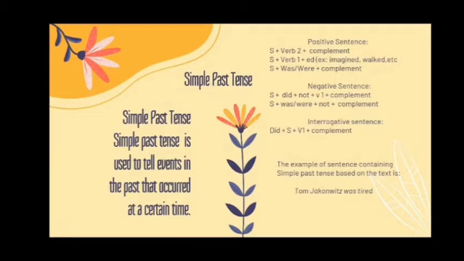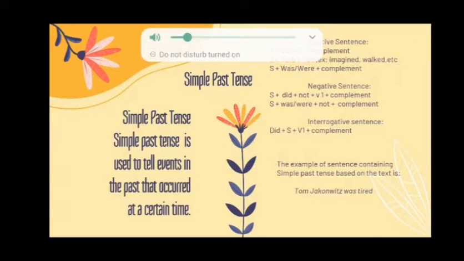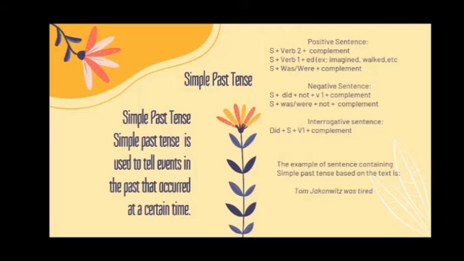The first topic is about simple past tense. Simple past tense is used to tell events in the past that occurred at a certain time. We have some sentence patterns here. For positive sentence, we have subject plus verb to plus complement. Complement includes adverb and adjective, and so on. And we have subject plus verb 1 plus ed, for example, imagined, walked, etc.